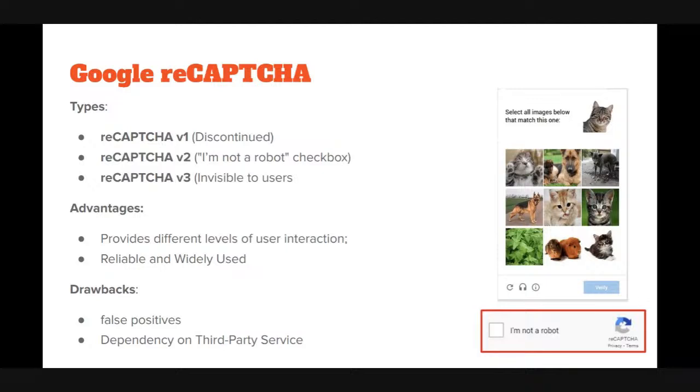So the reCAPTCHA has the following advantages. It provides different levels of user interaction. It is very reliable and widely used. But it can lead to false positives, and we are fully dependent on a third-party service, which is Google. And this can lead to problems if we don't handle errors in the right way.